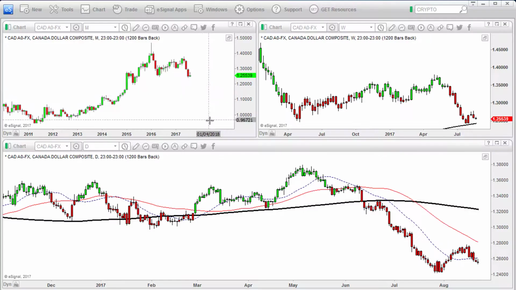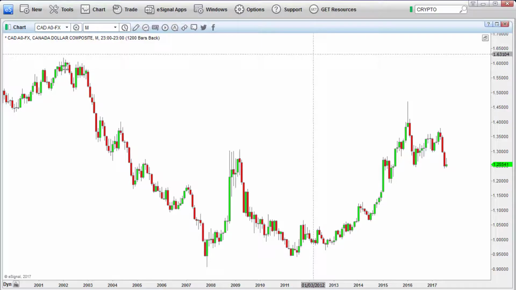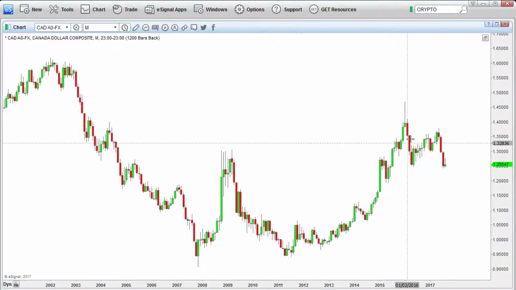So the first Forex pair I'm going to analyze today is the US dollar Canadian dollar. Let's first look at the monthly chart to get a bigger picture. As you can see, price made a high here in January 2016, just below the 1.5 round number, and since then it's just been heading down.